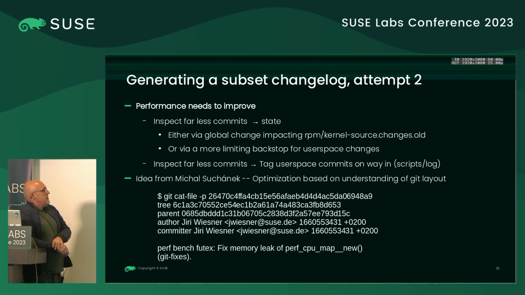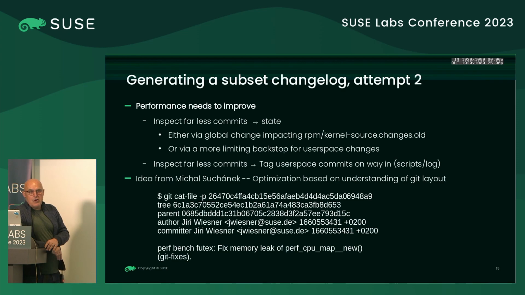So bottom line, to me, to do it this way, the performance needs to improve. So we need to inspect fewer commits, which means we need some state. And the only state we have right now is that RPM kernel-source.changes.old backstop. And whenever I've brought this up before, there's been a legitimate lack of interest in creating any more state in the kernel tree. So the way to do that is either via a global change impacting that backstop or a more limited backstop just for the perf user space changes. One obvious way to do it: tag the commits on the way in.